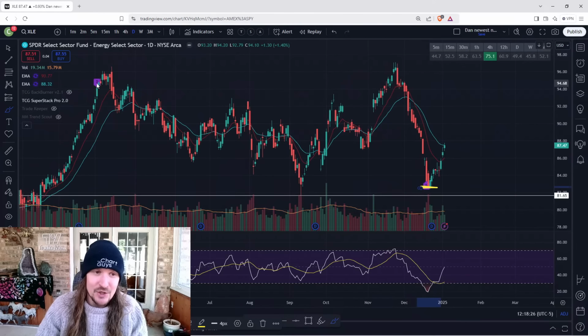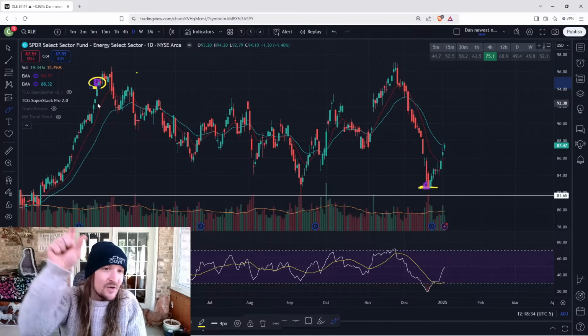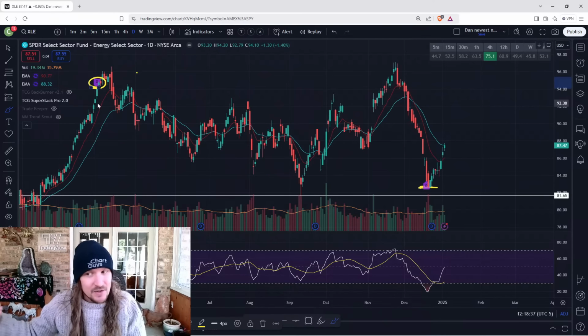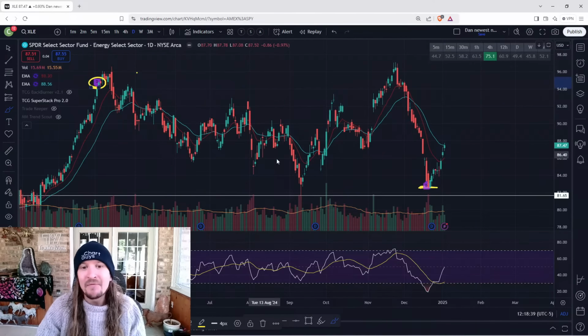I just noticed this was a good daily. I wasn't even paying attention to the overbought signal, but daily Superstack overbought. Again, didn't nail the top. We stayed above that signal for another week, but that was then a long-term top into months of pullback. So again, it works in both directions.